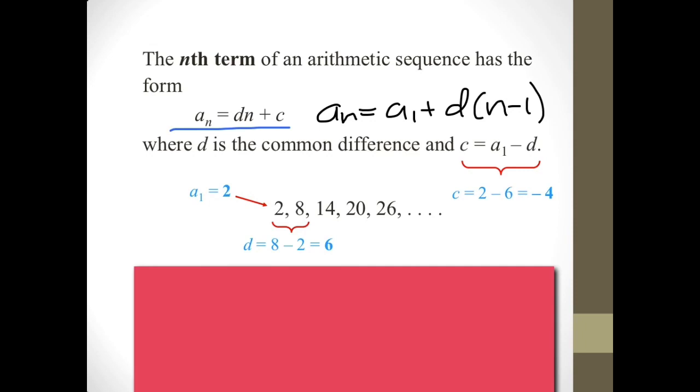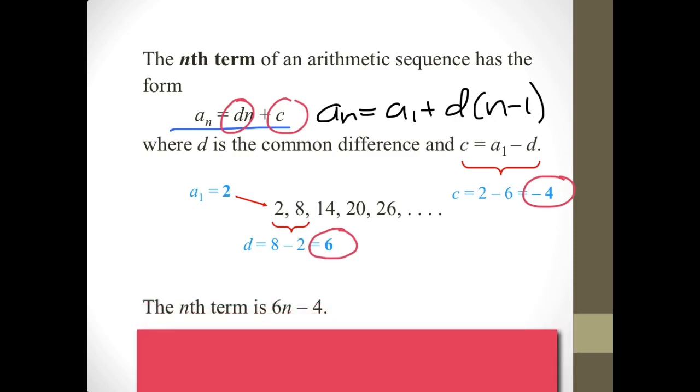So now that I have my parameters, I'm concerned with what is D and what is C. I'm going to plug those two things in for my formula, and that's going to give me my final formula of 6 times n minus 4. And there you have it.